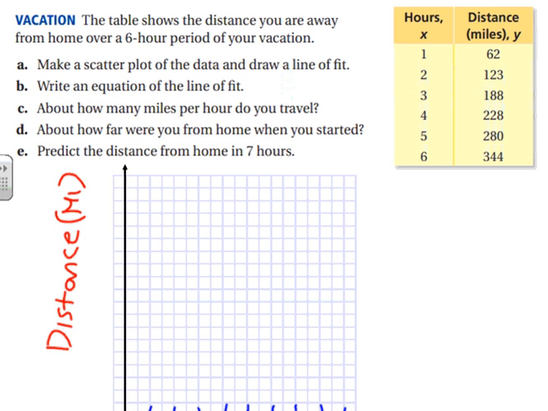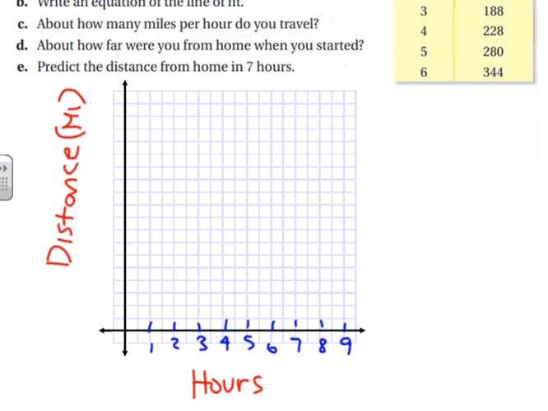And then on the y-axis, we need to go up to at least maybe 350. So I'm going to count by 20s all the way up, and I think that should be enough. So 20, 40, 60, 80, 100, 120, 140, 160, 180, 200, and then we'll have 300 there, and then 320, and then that should give me enough space.